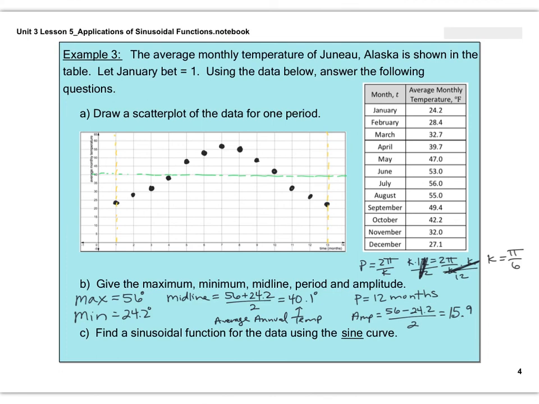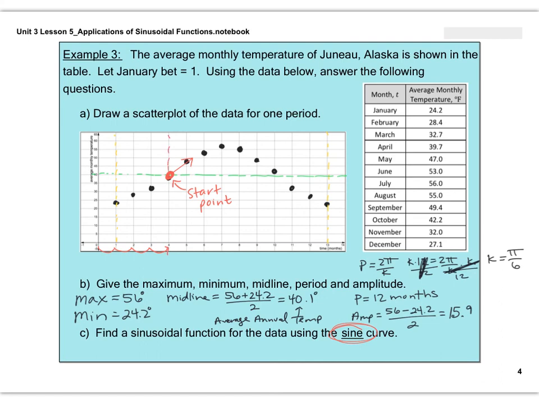Part C, find the sinusoidal function for the data using the sine curve. What that means is we have to write an equation with sine in it. Not cosine, but sine. Sine usually starts right on the midline and goes up. So in other words, this point right here is going to have to be our starting point because that's the part that's on the midline and goes up in that direction. So in other words, there's going to have to be a phase shift. Instead of starting at 0, it's over 1, 2, 3, 4. There's going to be a phase shift of 4.